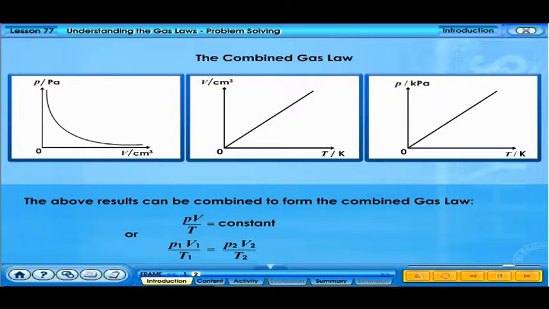The above results can be combined to form the combined gas law, PV over T is constant, or P1 V1 over T1 equals P2 V2 over T2.